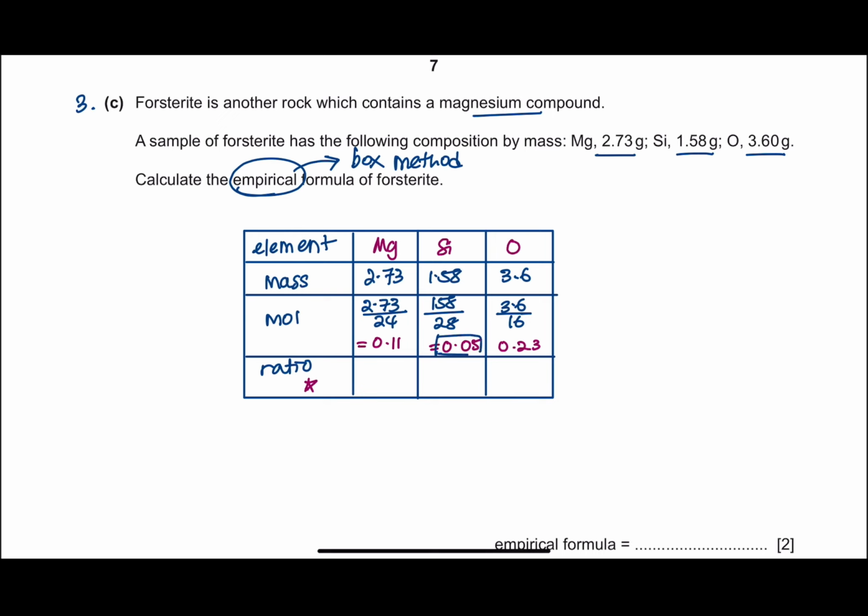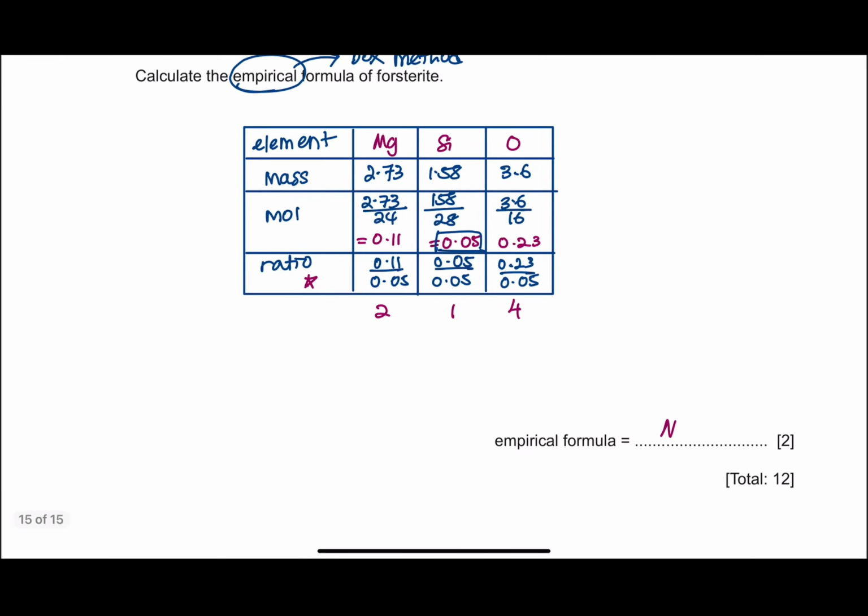So the smallest mole will be 0.05. So divide each of these mole with that value. Now after dividing with 0.05 for each element, you will be able to get a ratio of 2 of magnesium, 1 of silicon, and 4 of oxygen. This would give you an empirical formula of Mg2SiO4.